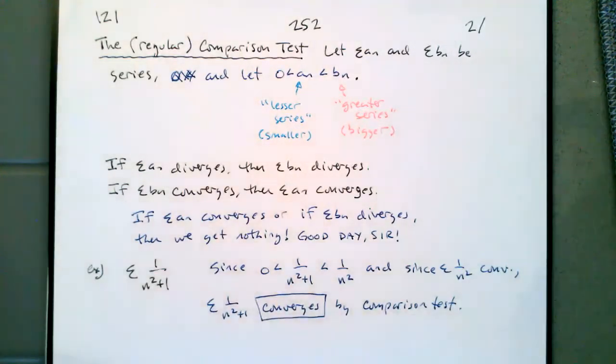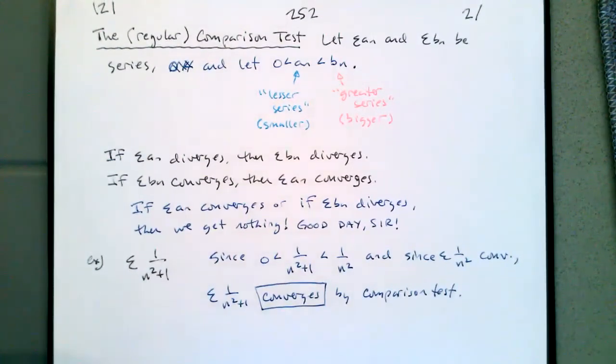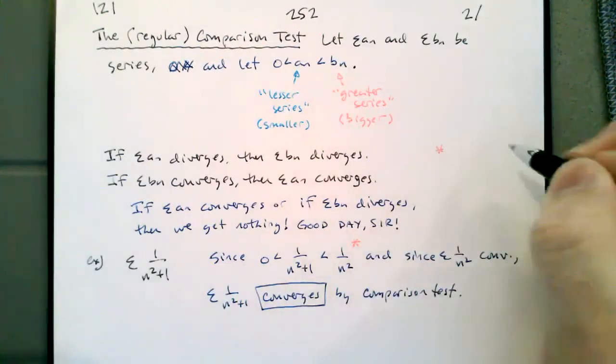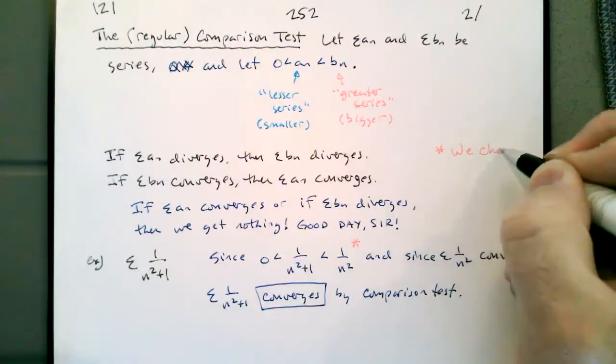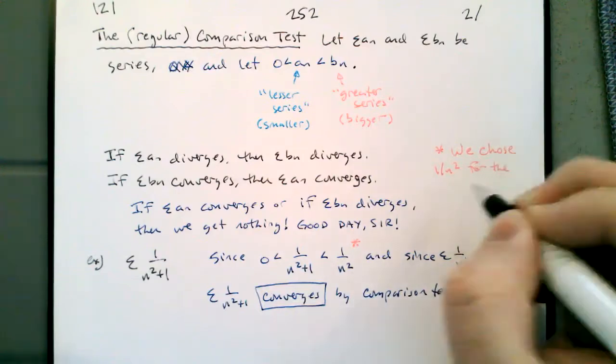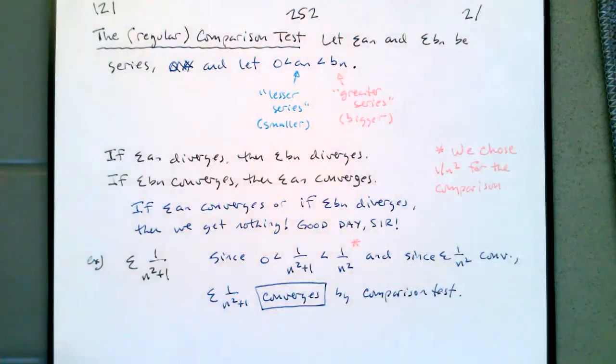Notice that we did not use the test to determine that the series converges. We use the test to show that the series converges. We already had to know that it converges. That's how we chose 1 over n squared. So that's an important thing to note. We chose 1 over n squared for the comparison because we knew it would work.